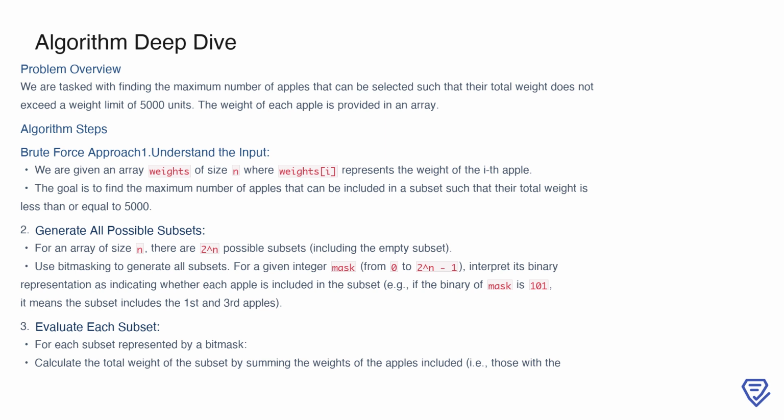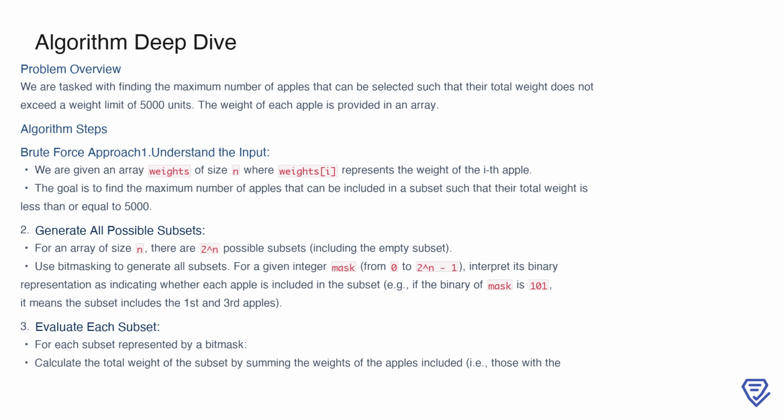To efficiently generate these subsets, we use bit masking, where each integer mask from 0 to 2^n - 1 represents a subset. The binary representation of the mask indicates which apples are included. For instance, if the binary of the mask is 101, this means the subset includes the first and third apples.